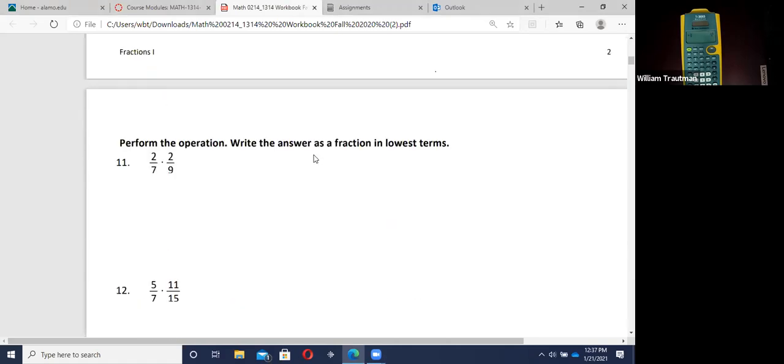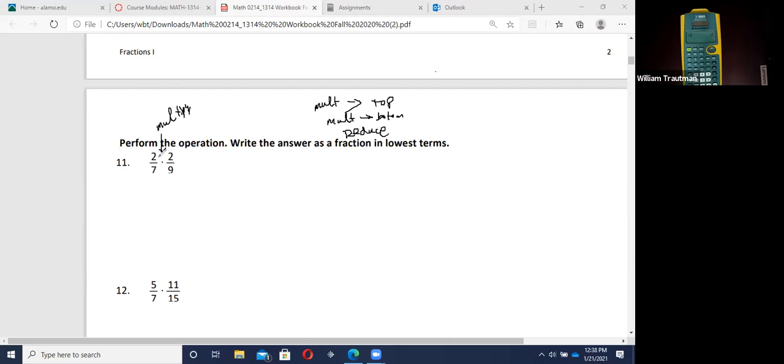All right, now we're going to multiply fractions. Perform the operation. The operation here, a dot is another way of saying multiply. So when you multiply fractions, you multiply the tops and then you multiply the bottoms. That's it. Oh, there's one more step, and then you try to reduce it if you can.